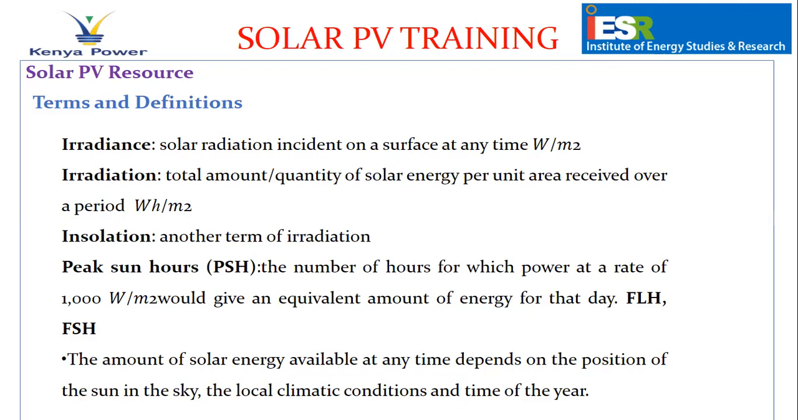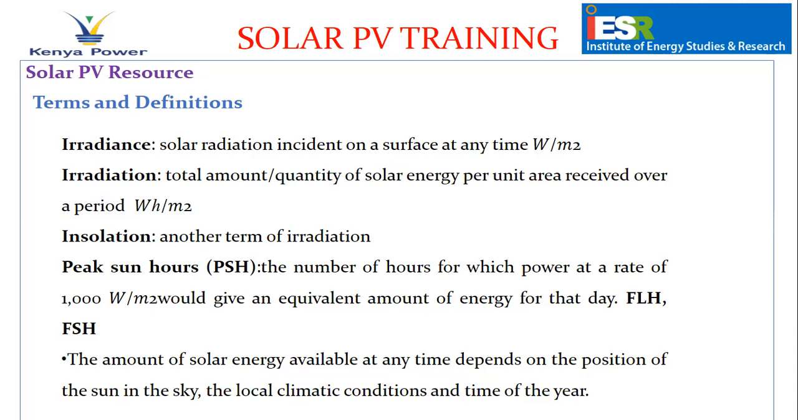Some people consider peak sun hours to be between 10 a.m. in the morning and 3 p.m. in the afternoon. Some people consider it to be between 9 a.m. in the morning and 4 p.m. in the evening. But I don't want us to be overambitious when it comes to the peak sun hours. For my case, I usually prefer using 5 hours, okay? So I'm talking about 5 hours, that one I'm sure that we'll be having very strong sunshine.